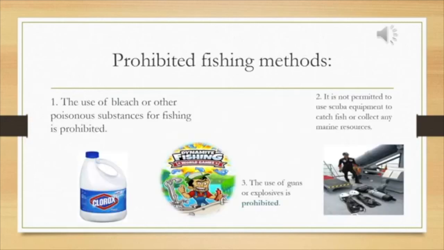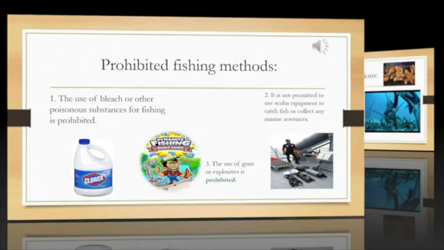Investigations. Do you remember what the word prohibited means? Yes, something that is against the law or not allowed. Let's read together the prohibited fishing methods in the Bahamas. Starting with number one, the use of bleach or other poisonous substances for fishing is prohibited. Number two, it is not permitted to use scuba equipment to catch fish or collect marine resources. And finally, number three, the use of guns or explosives is prohibited.